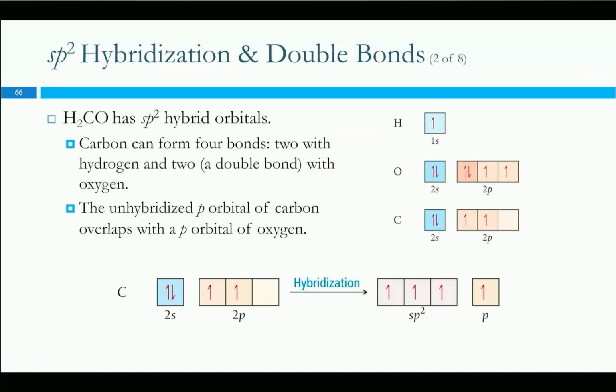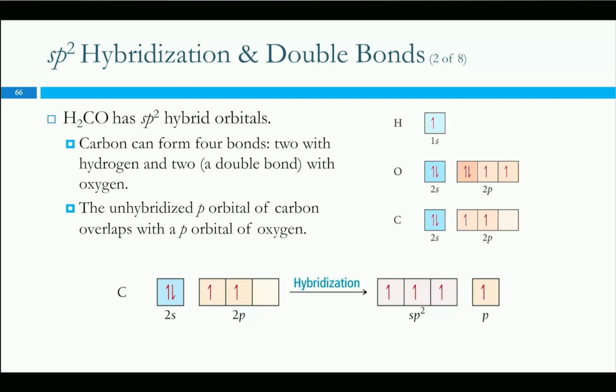So H2CO, formaldehyde, has sp2 hybrid orbitals. The carbon can form 4 total bonds. Two of them are formed with the hydrogens, and 2 with the oxygen. One is a single bond and the other is the double bond.